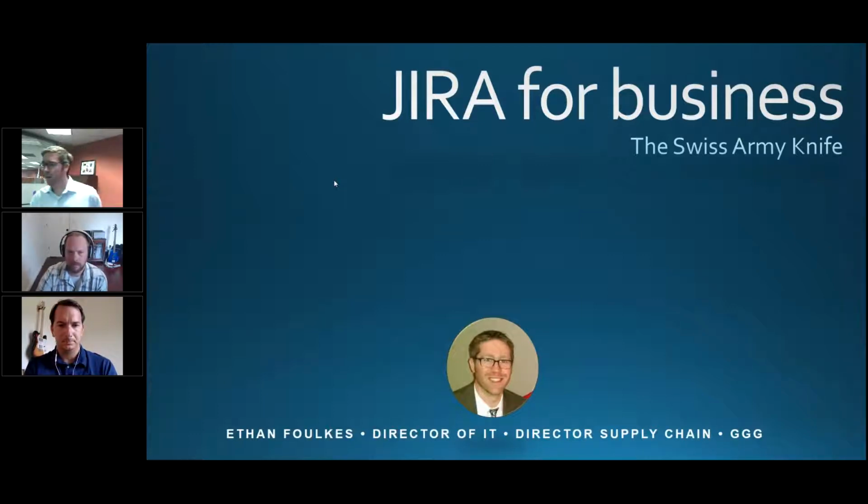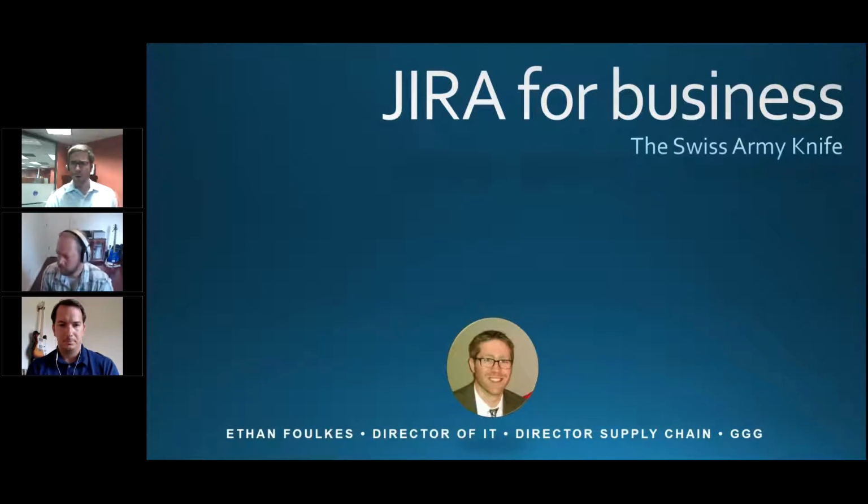Hello, everyone. My name is Ethan, and I am the Director of IT and also Director of Supply Chain for GGG, which stands for Geller Global Group. We are a little over $1 billion group of food importing companies. I'm going to run through Jira for Business, and the point I want to drive home is how I view Jira, which is pretty much as the Swiss Army knife. So Jira can do anything and everything, which is extremely powerful. And I want to show you how that plays out in a couple of use cases.